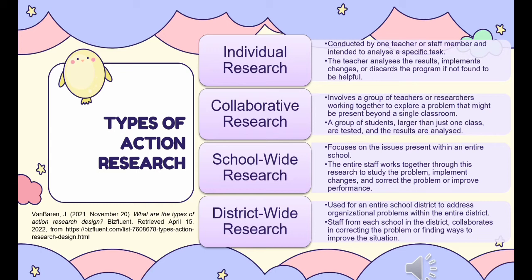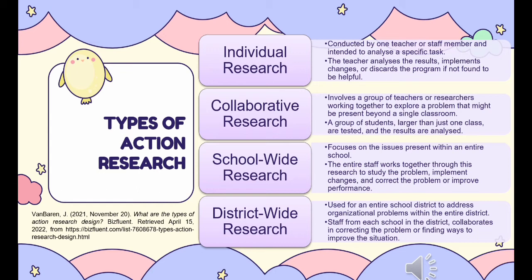Next is school-wide research. It focuses on the issues happening throughout an entire school or across the district. For this type of action research, a school may be concerned about a problem that affects the entire school, such as lack of parental involvement, in which the research aims to increase students' performance in a certain subject. The entire staff works together using school-wide action research to study the problem, implement changes, and correct the problem or improve performance.